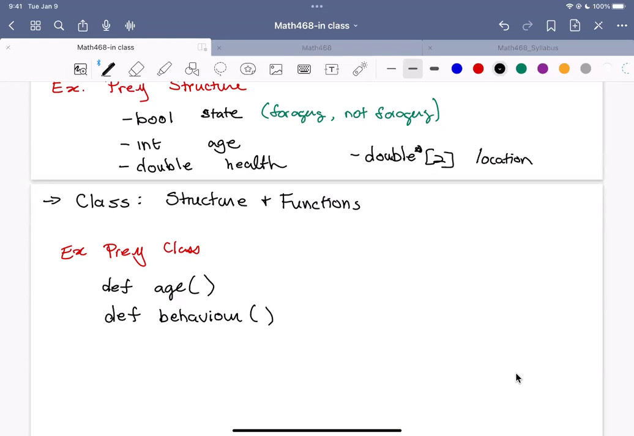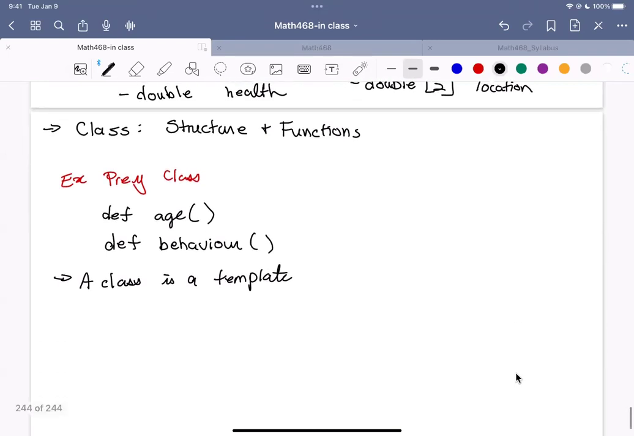Okay, so a class is a template. So for example, we just wrote down the template of how to create a prey item. But there might be like 10 prey items in our simulation. There might be 100 prey items in our simulation. So each realization of a class is what we call an object.